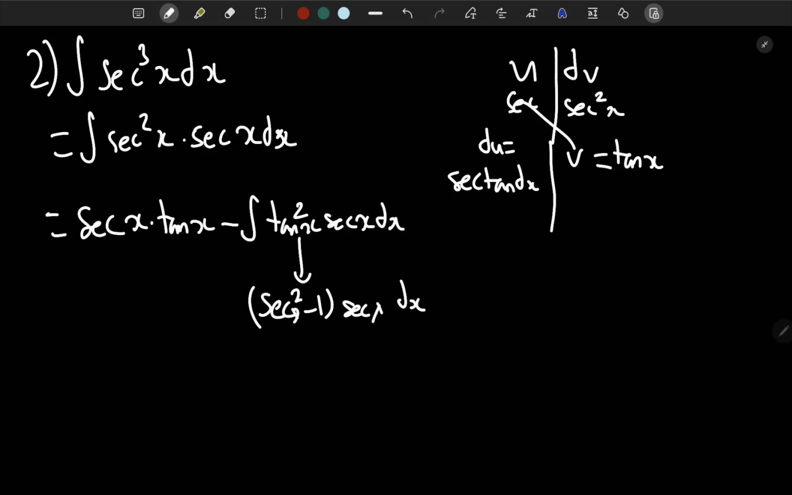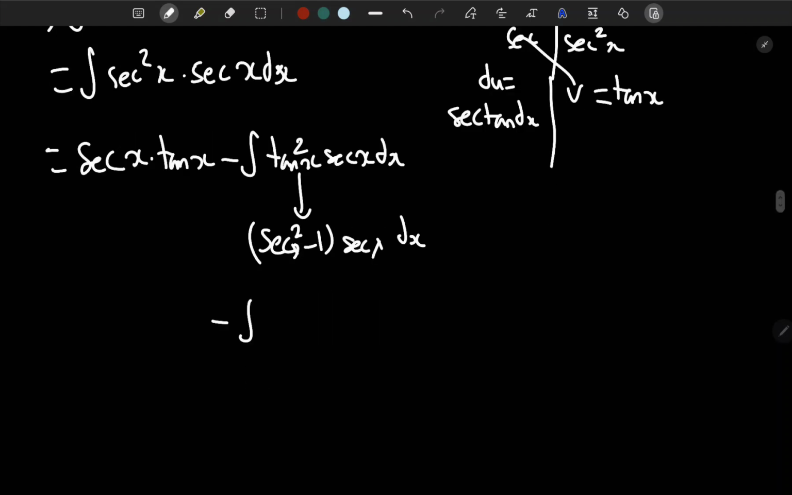dx, and we can distribute and multiply here. So this becomes the integration of secant cube x minus secant x dx. Here I'm going to distribute the minus sign, and I'm going to make the secant x a separate integral. So this becomes secant x dx, and this also dx. And now we realize we came back to the equation.